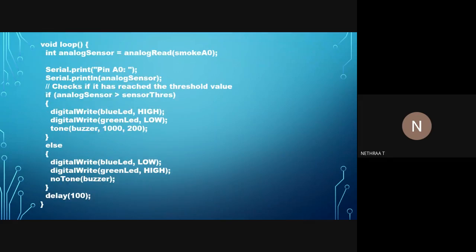As we see, if the analog value is greater than the threshold value, which is set to 400, the blue LED is made high and the green LED is made low with a buzzer sound. Else, the blue LED is low and the green LED is made high with no buzzer sound.